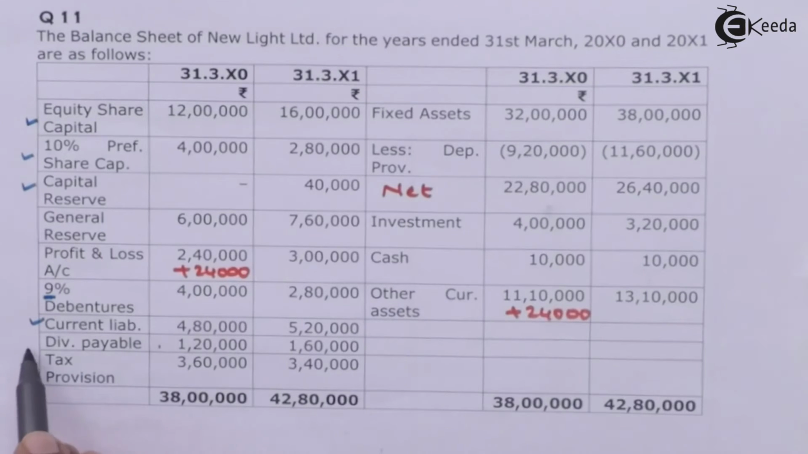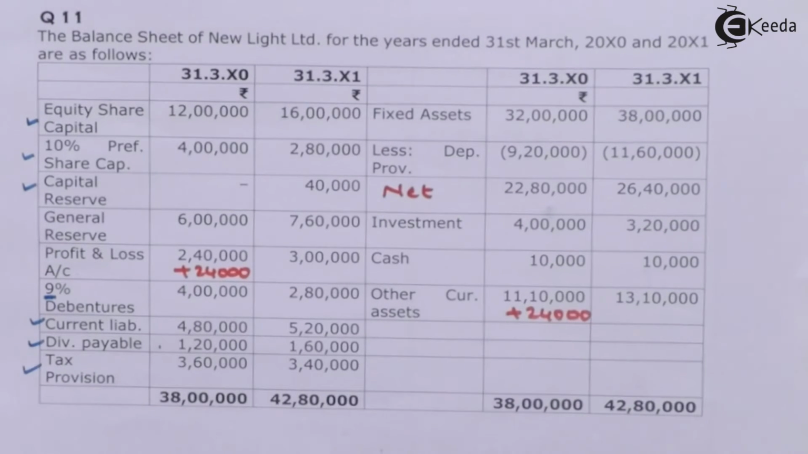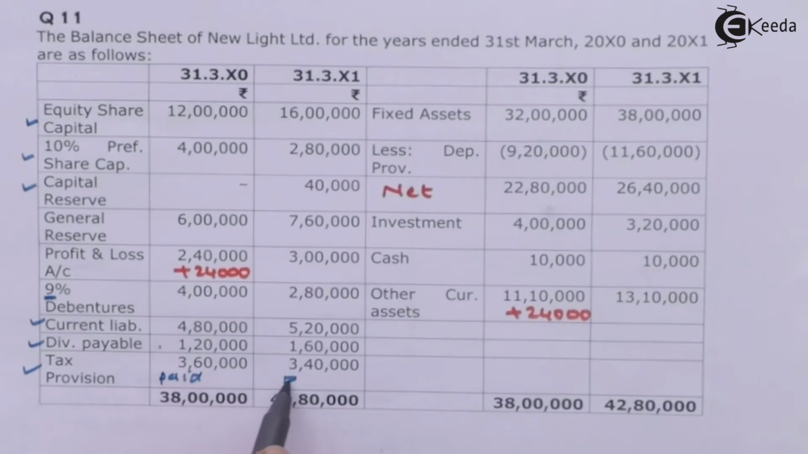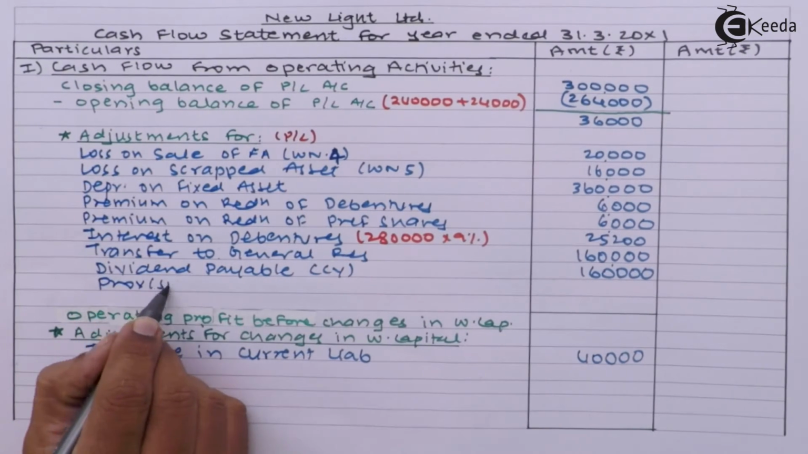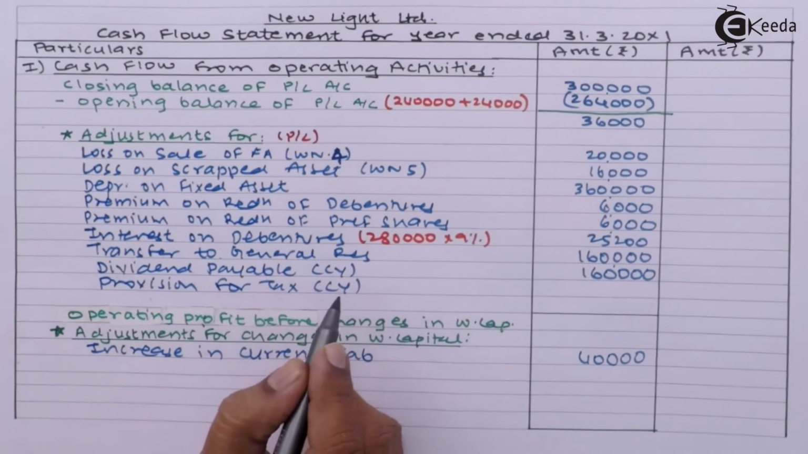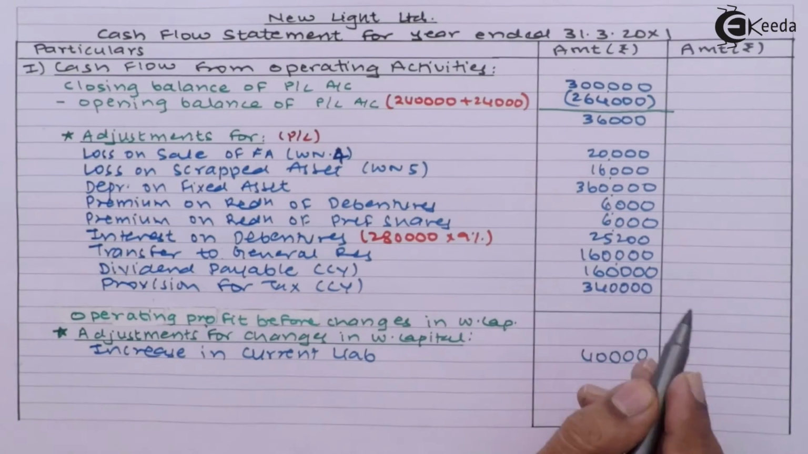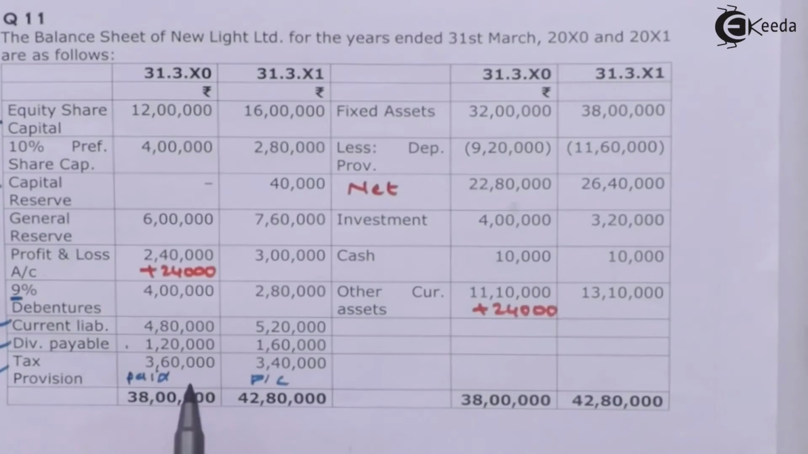Next, you can notice there is a tax provision and the question has not given any further information about this. So once again I will assume last year's figure must have been paid, that is, this amount will be paid and this amount you must have debited to profit and loss. So I will adjust the P&L account amount, I will add back provision for tax. And last year's tax paid I will show as the last item in your operating activity, tax paid for last year.